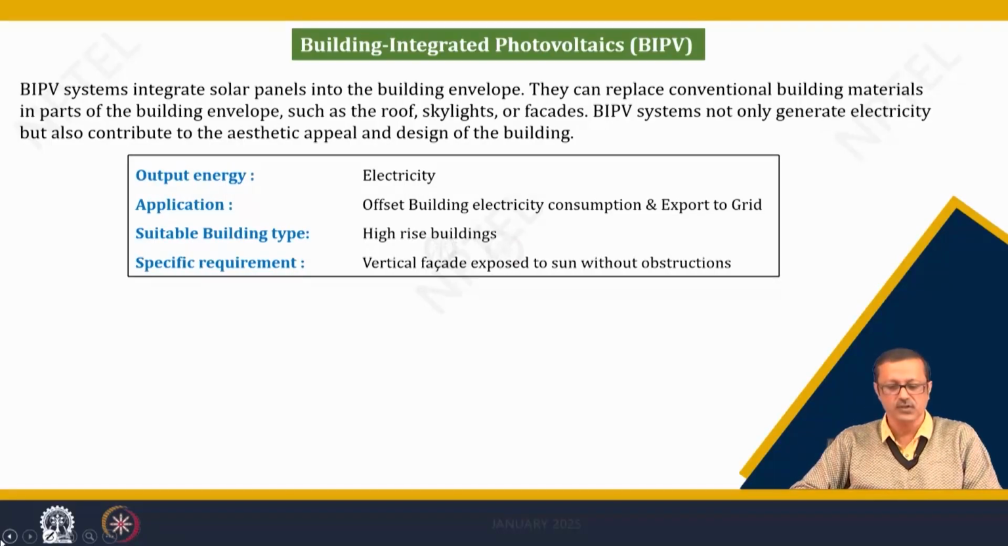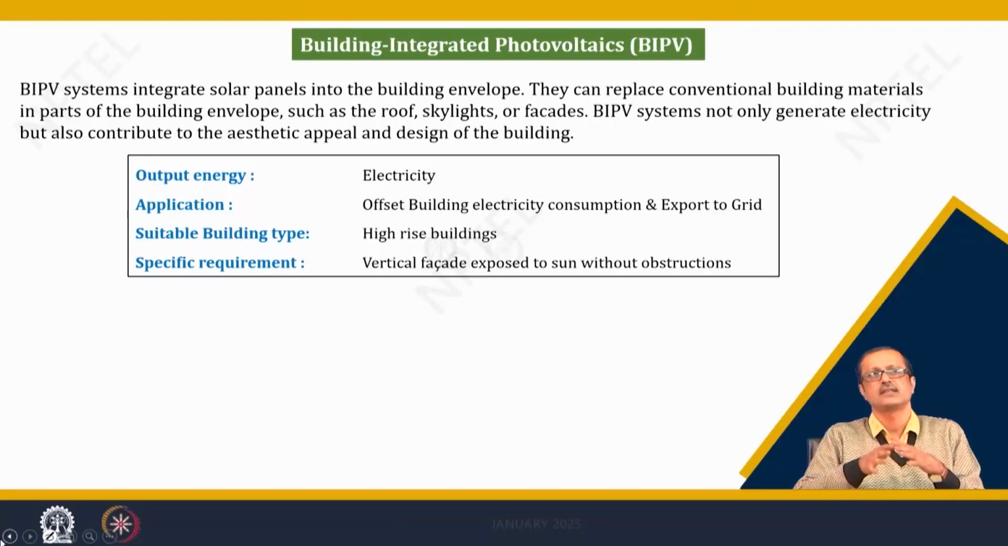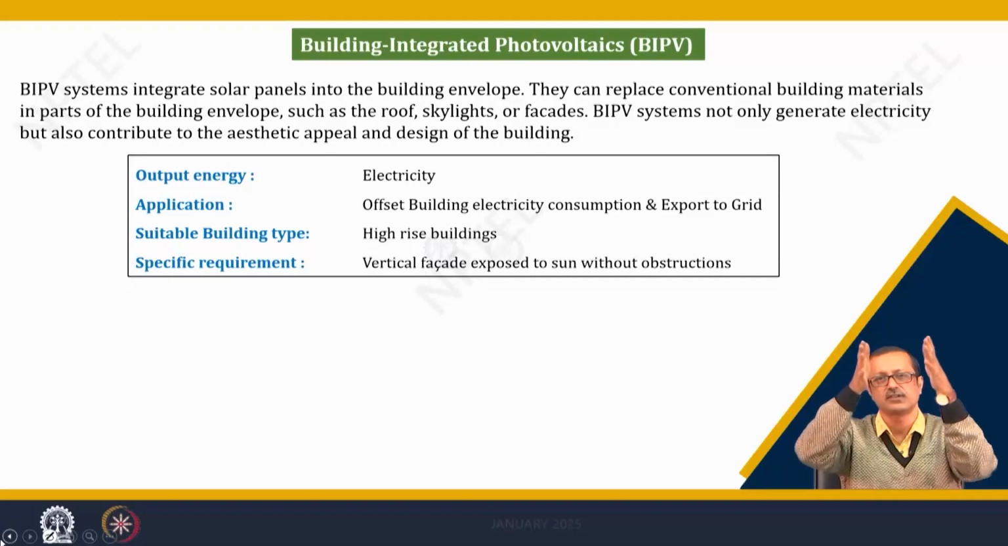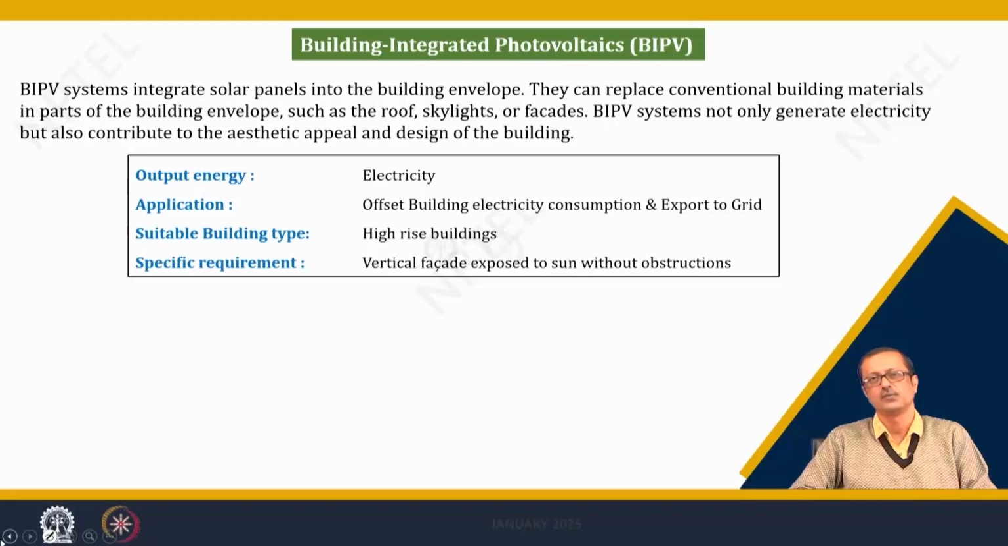Now, one thing is very clear to us: if I want to generate more and more electricity, I have to increase the panel area. So, if I go in the case of a high rise building, as you know, the rooftop area remains the same. Suppose it is a G plus 3. Whatever the rooftop area may be for G plus 5 or G plus 7, the rooftop area will be the same.